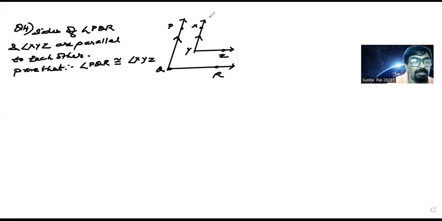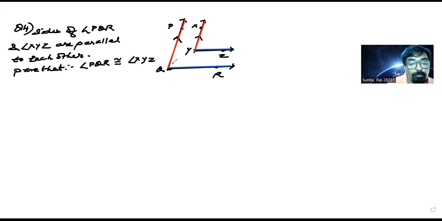QP and YZ are parallel, okay, children? You can see this, I can call it like this: the red rays are parallel to each other. And also, children, the blue rays are parallel to each other. The sides of angle PQR and angle XYZ are parallel. That is, the red rays are parallel to each other and the blue rays are parallel to each other.